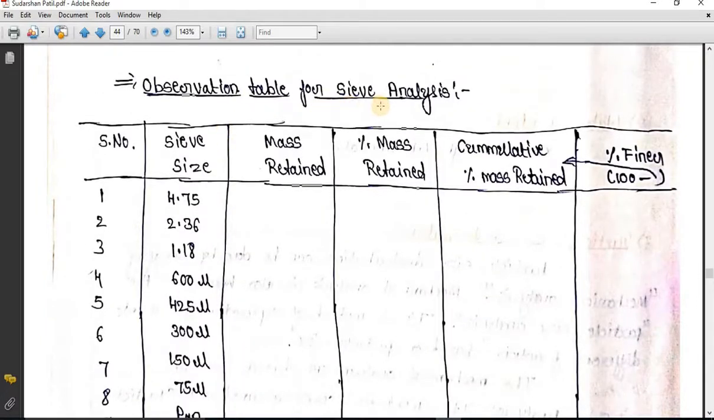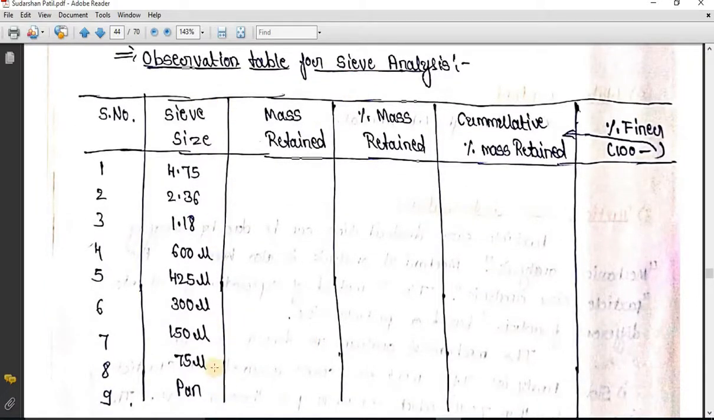The observation table for fine sieve analysis is given over here. Fine sieve analysis is performed on 75 micron to 4.75 mm size particles. These are the sizes of the sieve. We call a sieve a chalni in Marathi, so you can easily understand it. We are going to arrange the sieves in descending order. 4.75 mm will be on the top, 2.36 below that, 1.38, and like that we arrange them, and finally we place the pan.